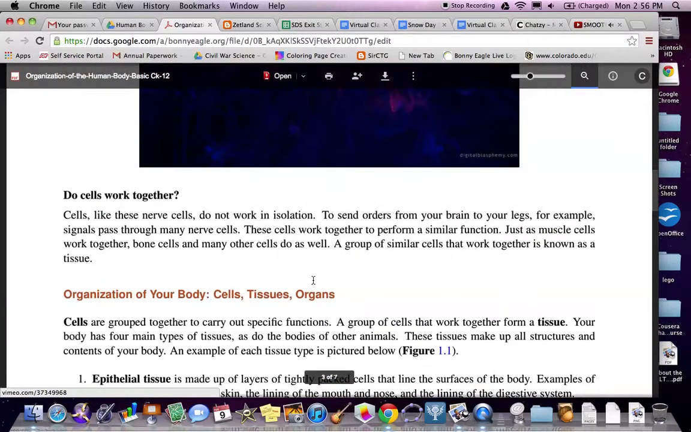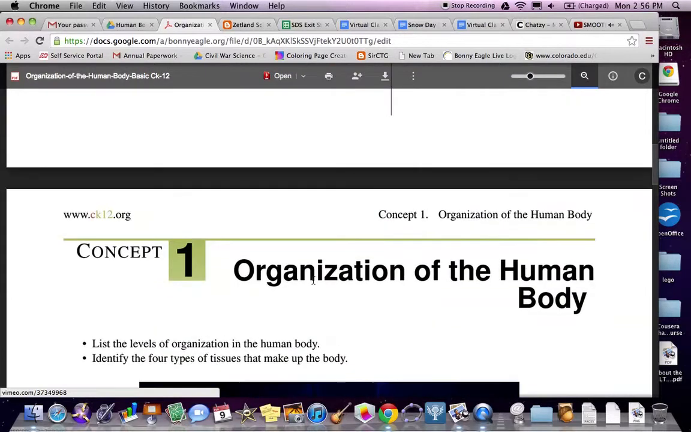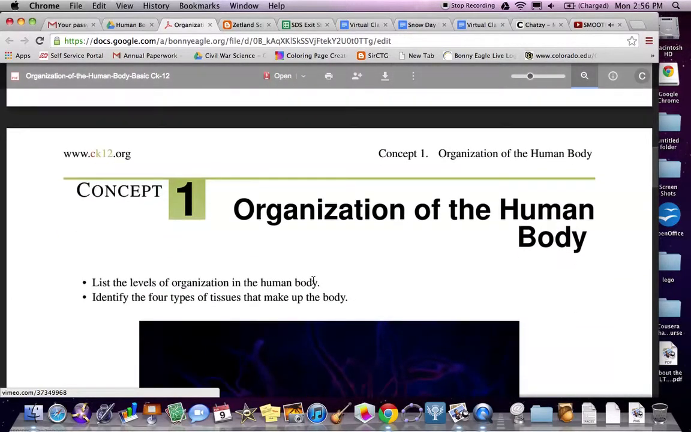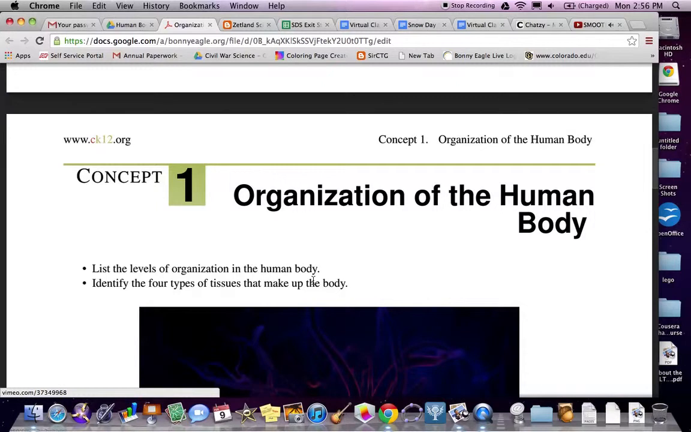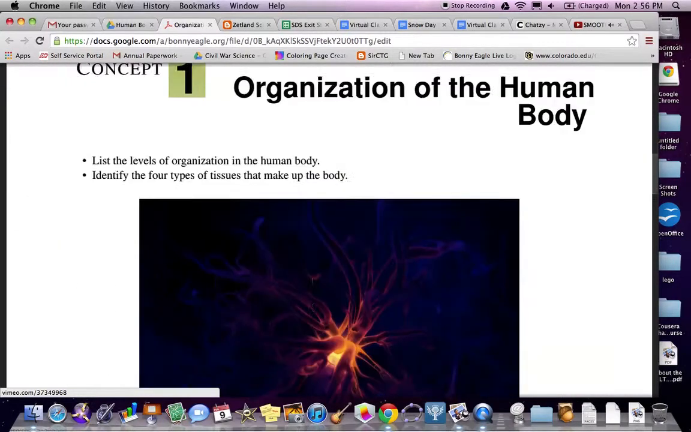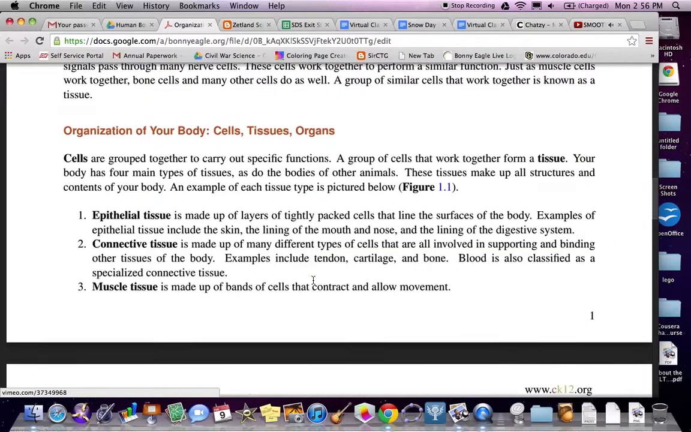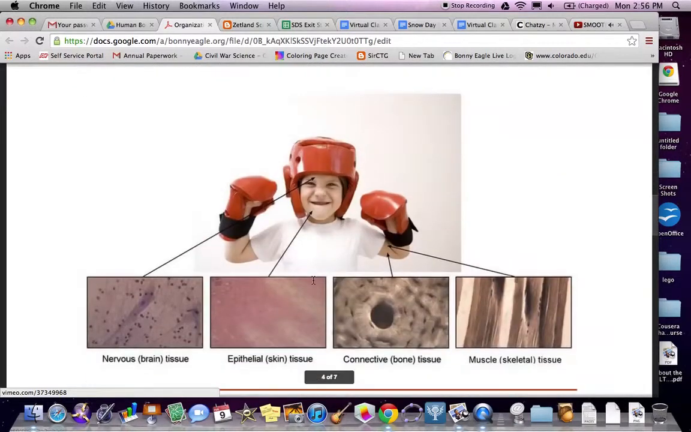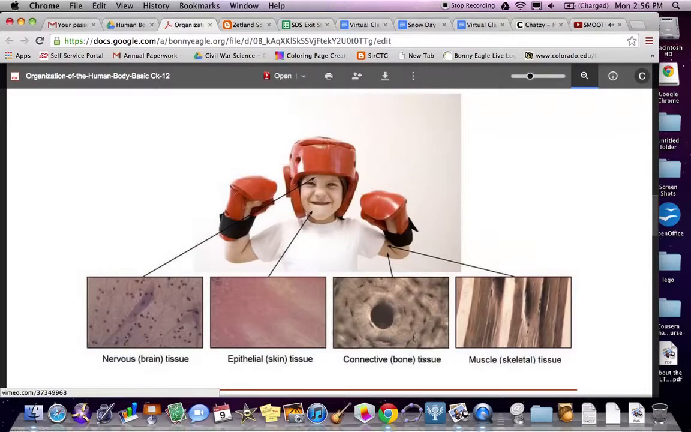And this has been CK12, Concept 1, organization of the human body. Levels of organization: cells, tissues, organs, organ systems. You're an organism. 4 types of tissues make up the body. These are your 4 types of tissues right here in this picture: nervous, epithelial, connective, and muscular.